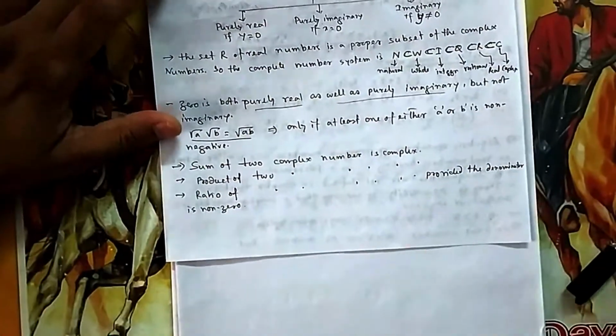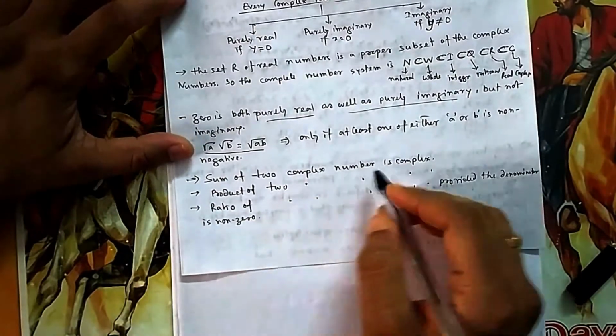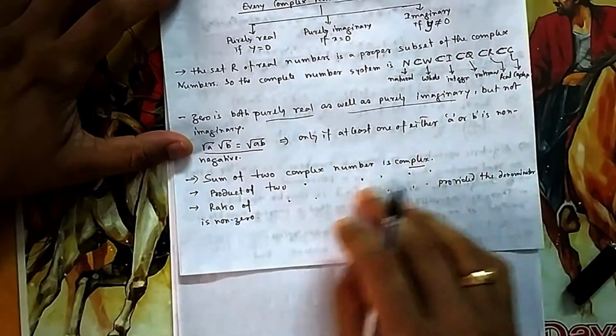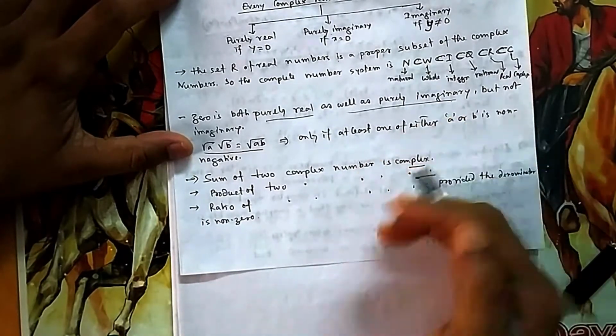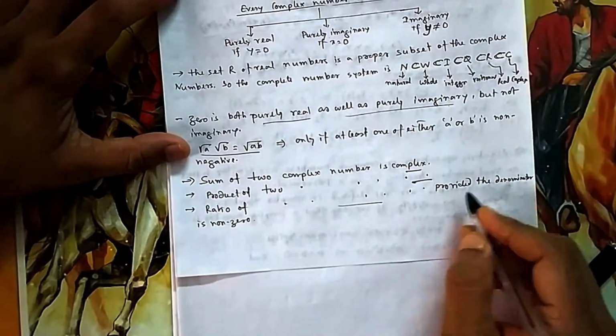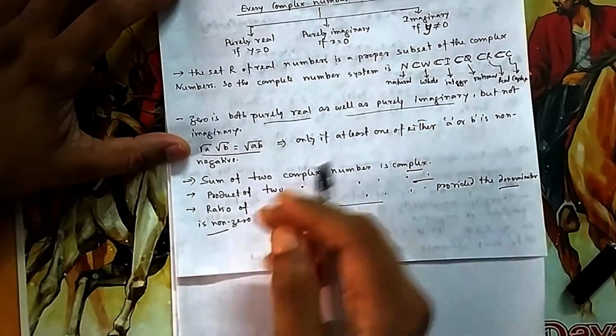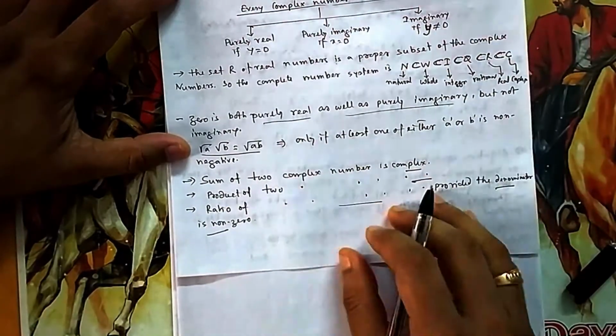Some changes will come in normal algebraic operations now. So these we are highlighting here. Sum of two complex numbers is always a complex number. Product of two complex numbers will always be a complex number; how to take the product of complex numbers we will see in the next topic. Ratio of two complex numbers, that is division, is a complex number, but provided the denominator is non-zero. If the denominator is 0, then it is not possible to divide to get the ratio.